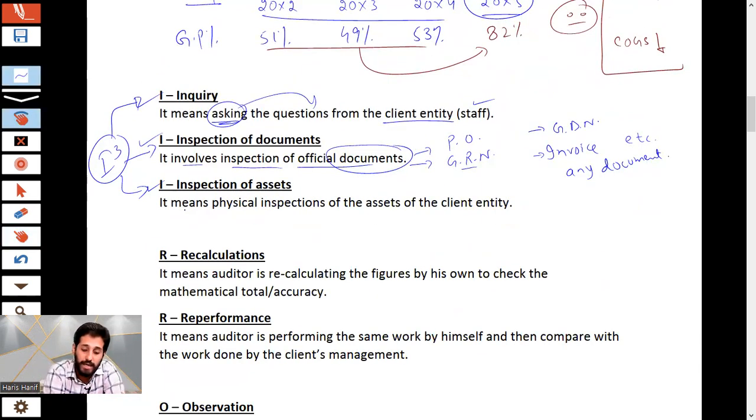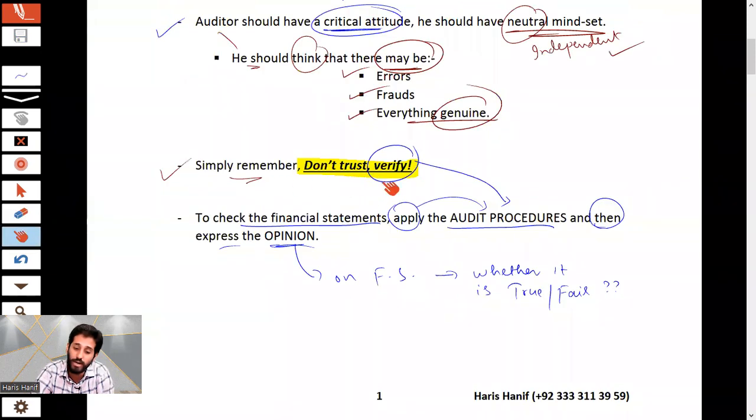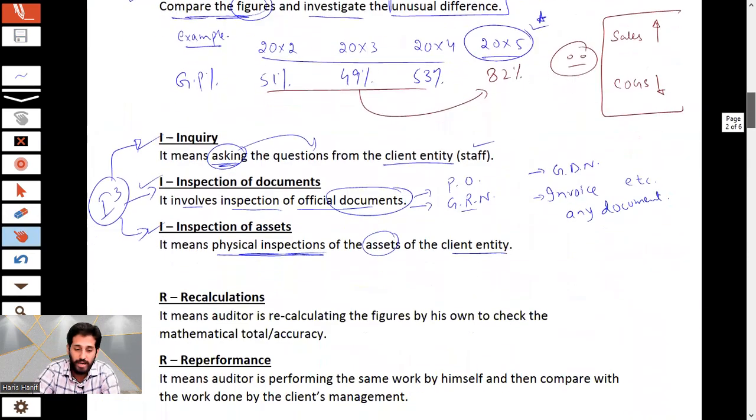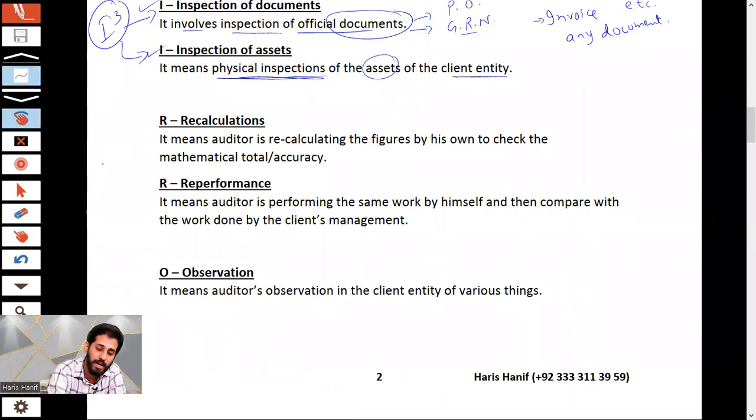Next, inspection of assets. It means physical inspection of the assets of the client entity. For example, I have told you that I have purchased a brand new machine to facilitate my production. It is placed in the production room. So don't trust. Remember these things. I will be repeating them in my audit journey. This statement: don't trust, verify. Don't trust, verify from the audit procedures. Let's say, for example, I have given you the information that there is a production machine I have purchased. You should go visit and inspect the asset. Yes, verify. And then you have this R2, that is recalculation and reperformance.